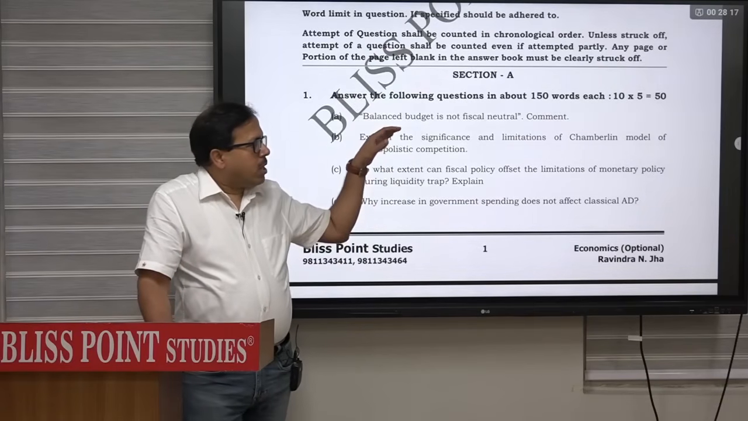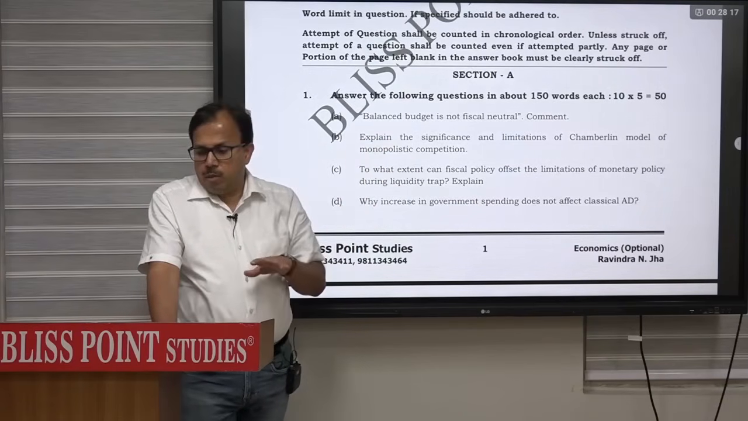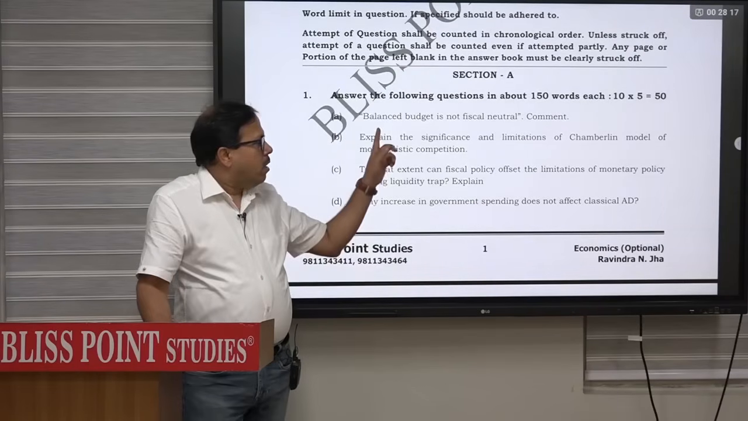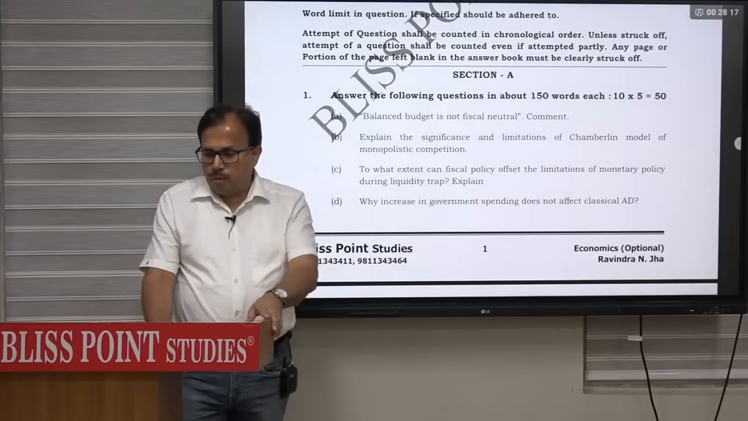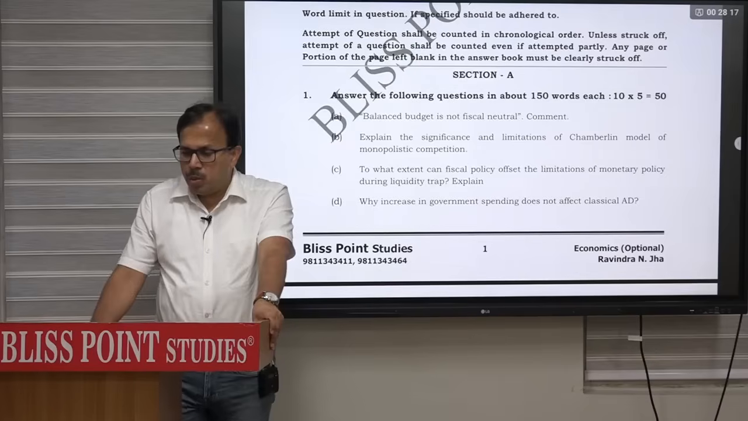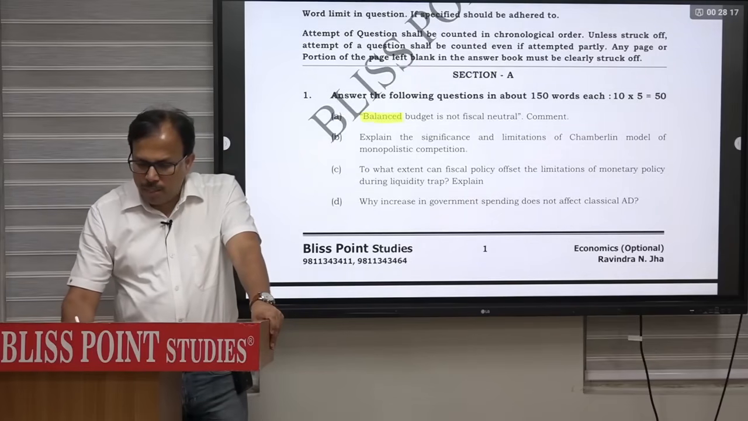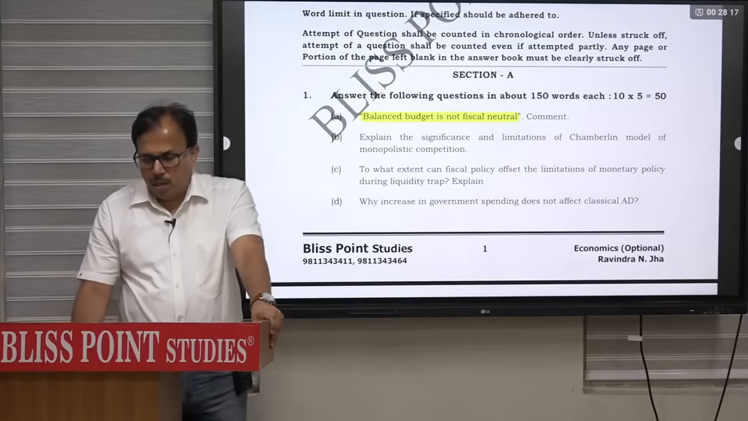So I will start with section A. So in this discussion, I will be taking only section A question, and the subsequent I will take section B of test number 1. So the first question is the first question. Balanced budget is not fiscal neutral. You have to basically comment. Balanced budget is not fiscal neutral.